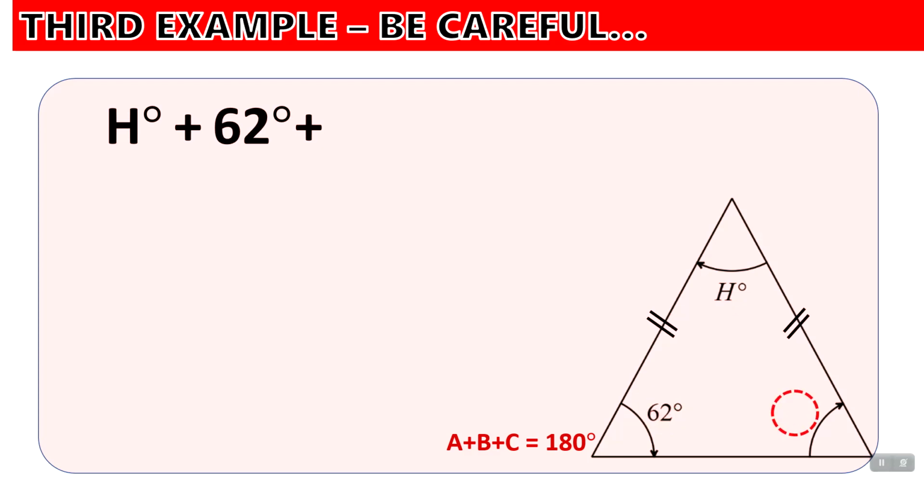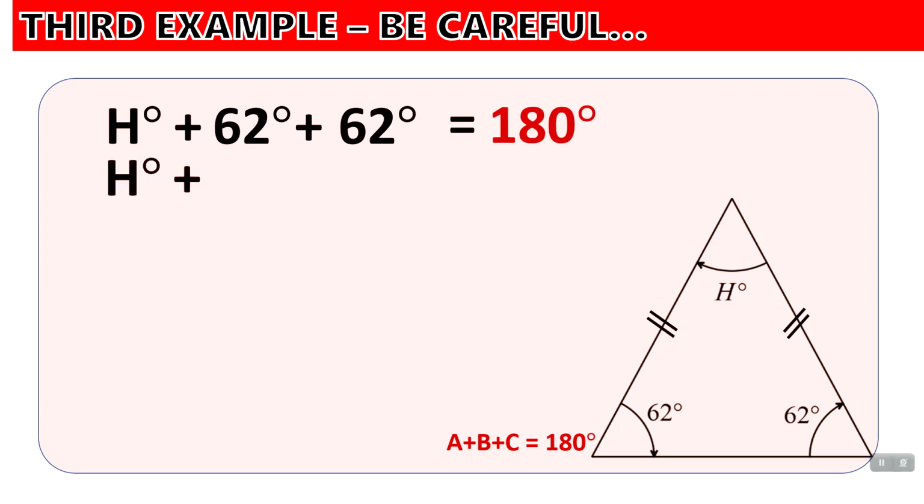It's missing. But hang on, let's look at the triangle, and we see that the two lines on each of the sides tells us that these two sides are the same length. And as a result, the two angles are also the same size. And so therefore, the missing angle is 62 degrees also. So we add that. And that equals 180 degrees.